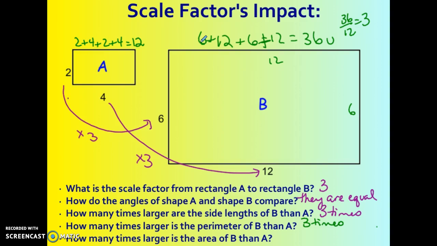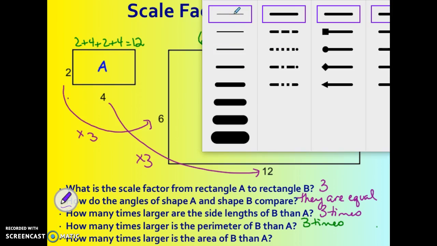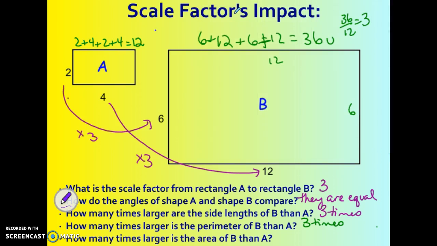Okay, the last one's where it gets a little tricky. How many times larger is the area of B than the area of A? Well, let's find the area of each shape in this case. So the area of B is a rectangle, so 12 times 6. That's an area of 72 square units. For A, I'm going to use 2 by 4, 2 times 4. That's an area of 8 square units.